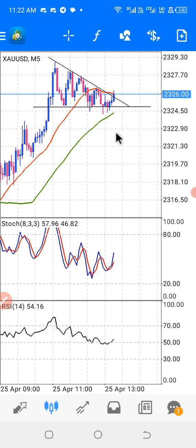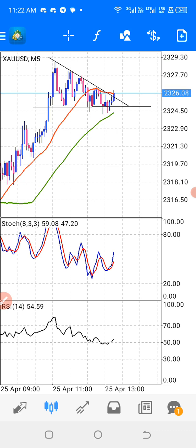If this market closes above this trend line, we can buy this instrument, or this commodity, excuse me. Alternatively, we wait for a retest.